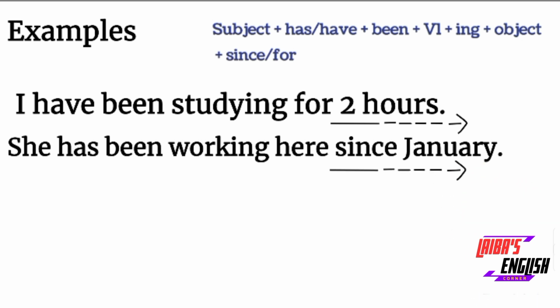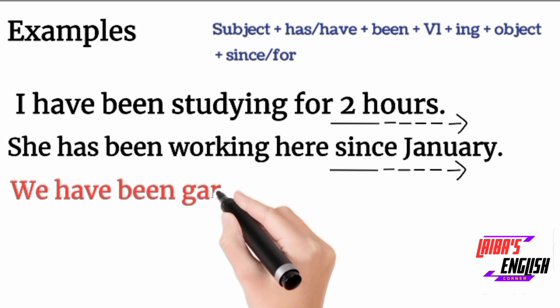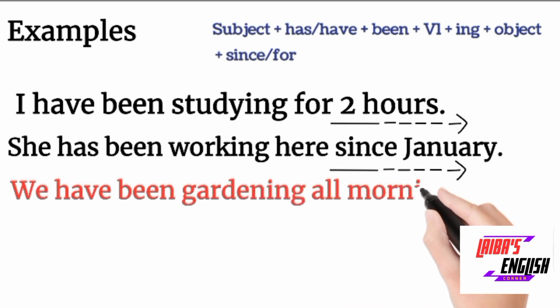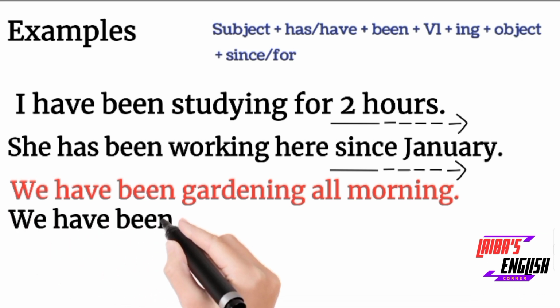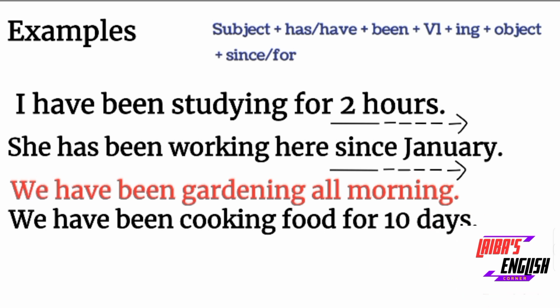Second example is she has been working here since January. We know that January is a fixed time. It comes after December and before February. Third example is we have been gardening all morning. So this is without any time. So this is also an example of present perfect continuous tense. So has with he, she, it, and have with I, we, they, you. Another example is we have been cooking food for 10 days. Which 10 days, we do not know. So we will always use the first form of verb with ing in any continuous tense.